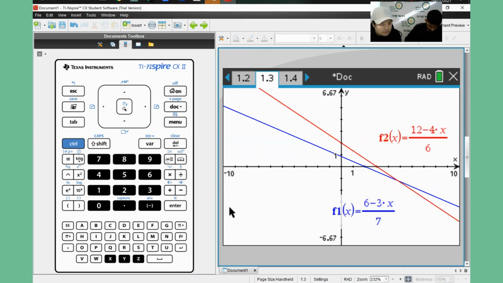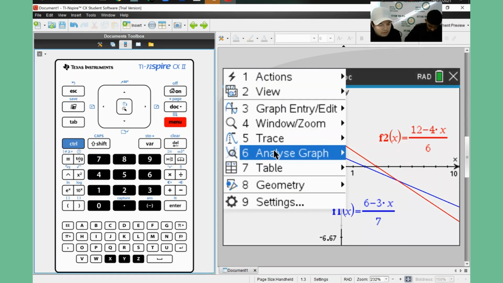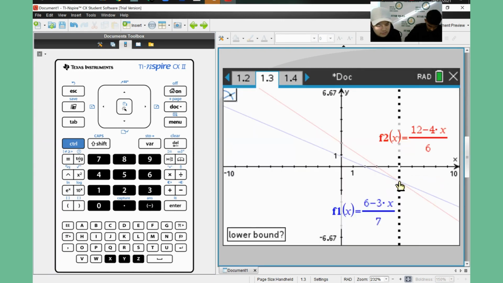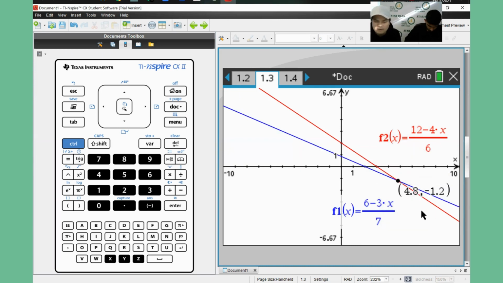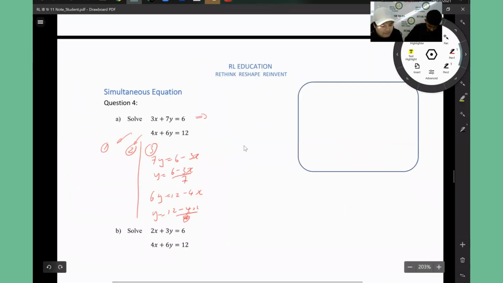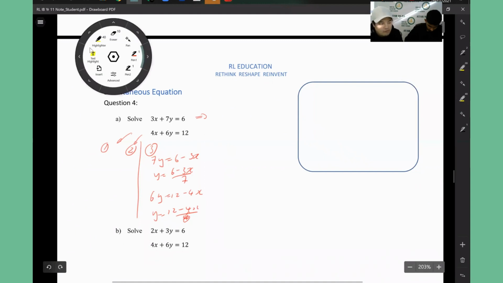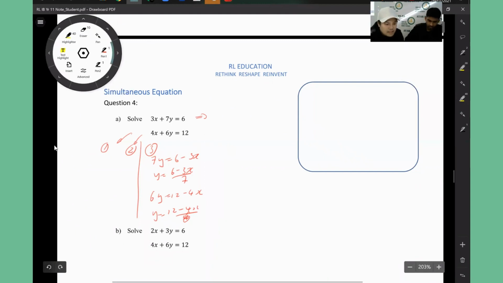Yeah, find the intersections. Menu, graph analyze, intersection, left bound, right bound. Oh, I finally got the intersection, which is a bit time consuming. Agree? Yeah. All right. So instead of this, what can I do? And why I teach you the matrices? That's why I want to use a very useful program. This is actually a bug for not using the solve. It's called RREF.